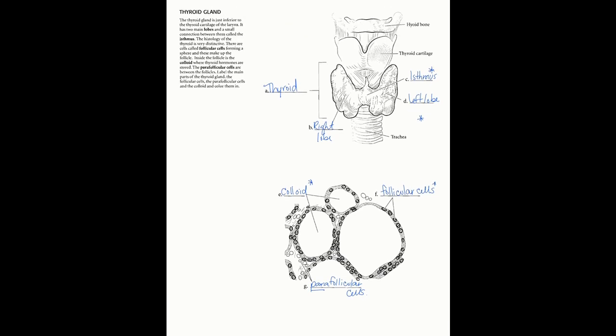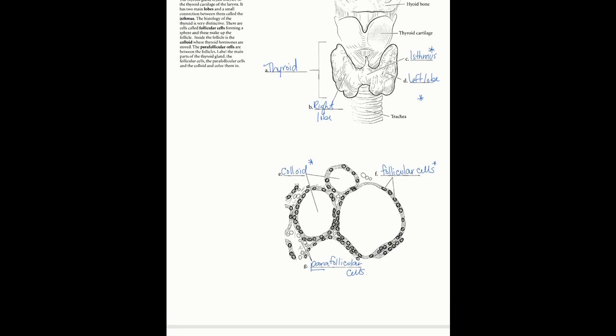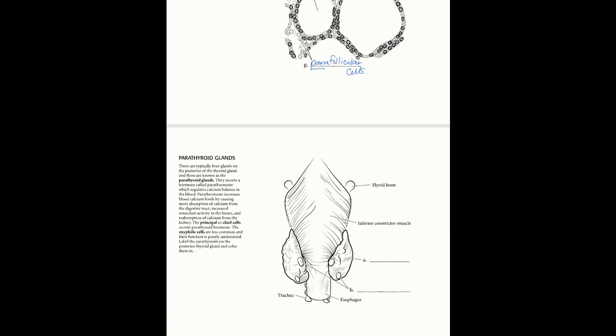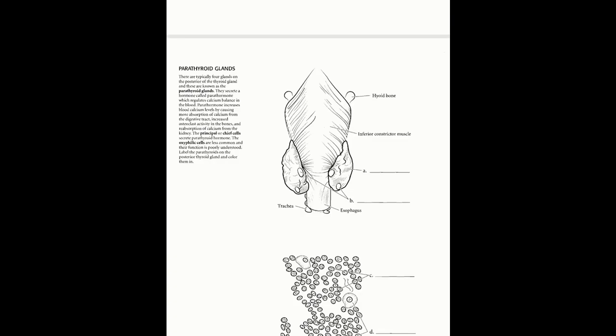As I mentioned earlier when we did the overview, the thyroid actually has 4 glands attached to the back of it as well. So here we're looking at the posterior side of our thyroid, which is A. And we have these 4 small glands represented by B. These are going to be our parathyroid glands.